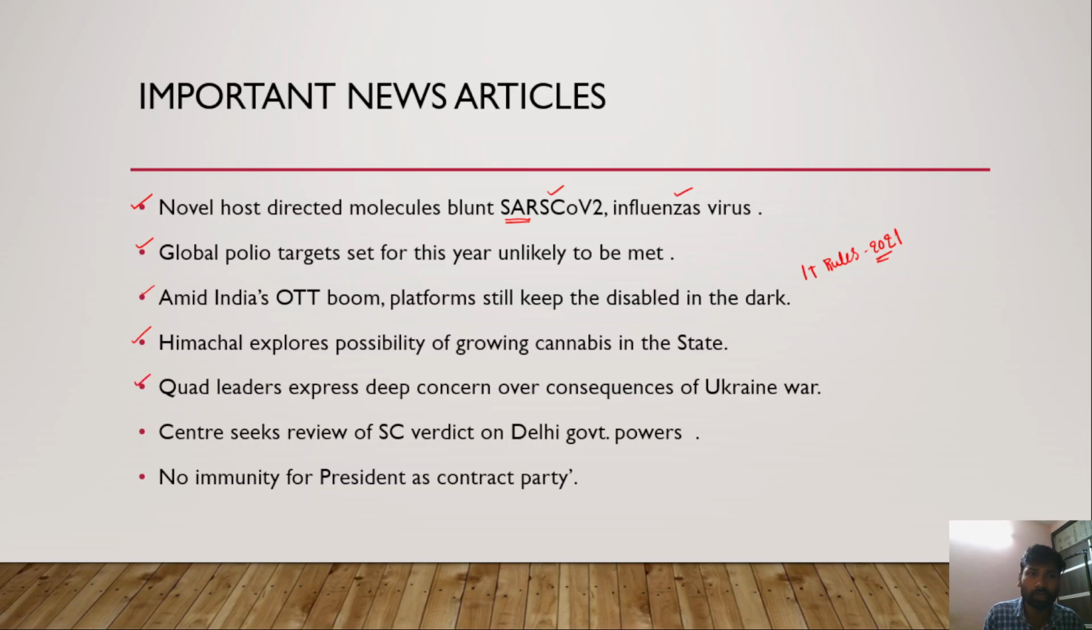The fifth article is Quad grouping leaders. They have expressed their deep concern over the consequences of the Ukraine war. All the leaders met on the sidelines of the G7 summit. Two members are already part of the G7 summit, US and Japan. However, Australia and India were the special invitees to the G7 grouping. On the sidelines of the G7 grouping at Hiroshima, the Quad leaders also met, and they discussed wide ranging issues there itself.